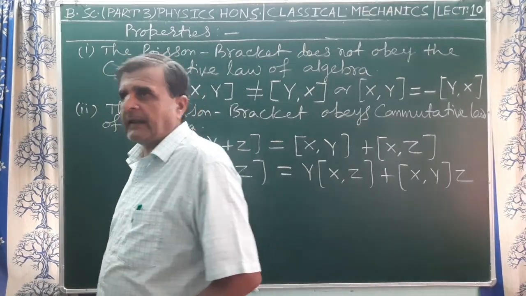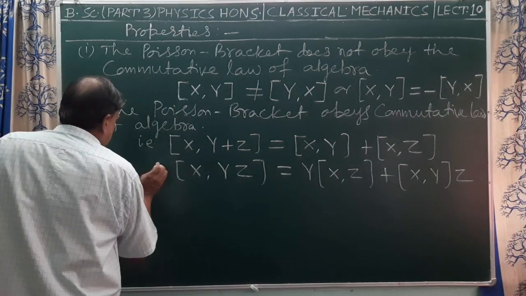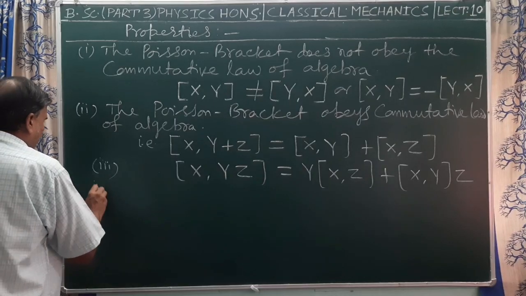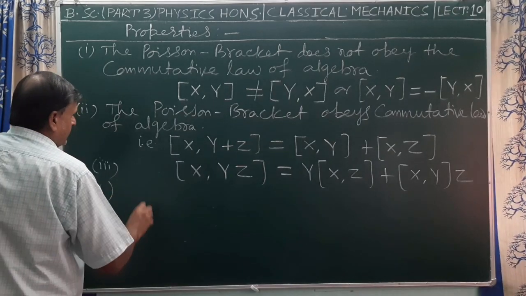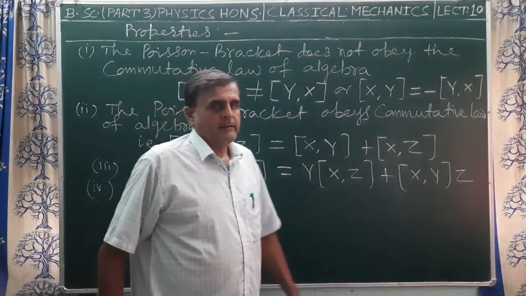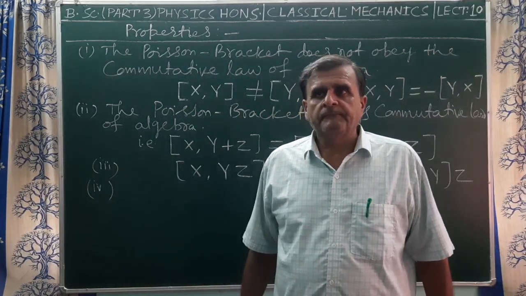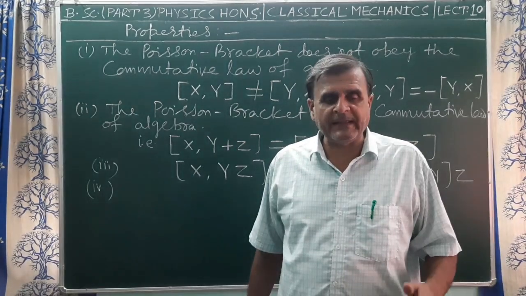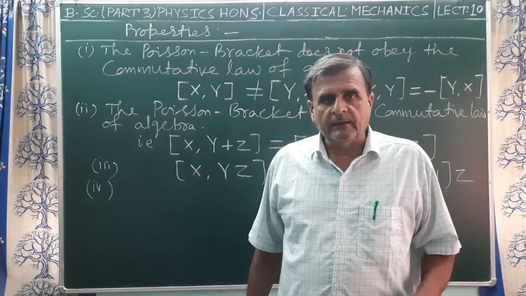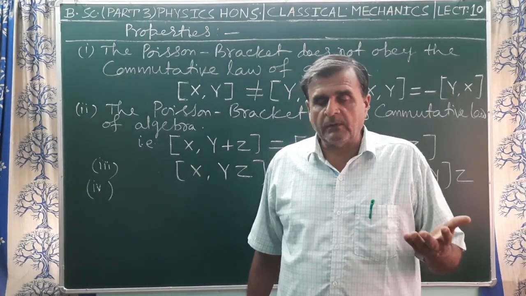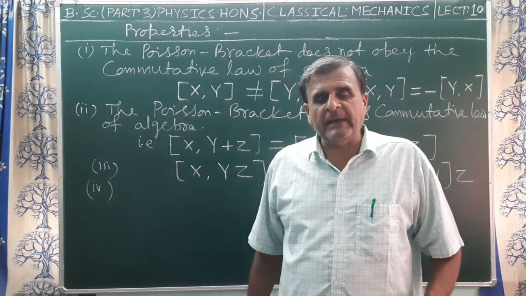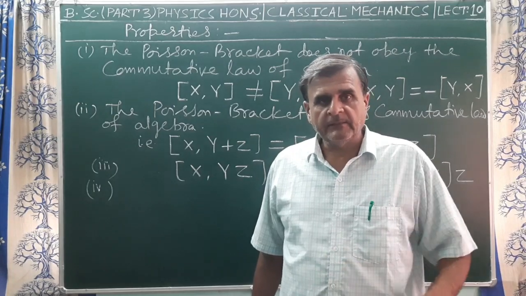Now the next property, that is the fourth property. The fourth property is about qi, or position coordinate. We represent position coordinate by a small q and also by capital Q, and momentum as a small p and also capital P.